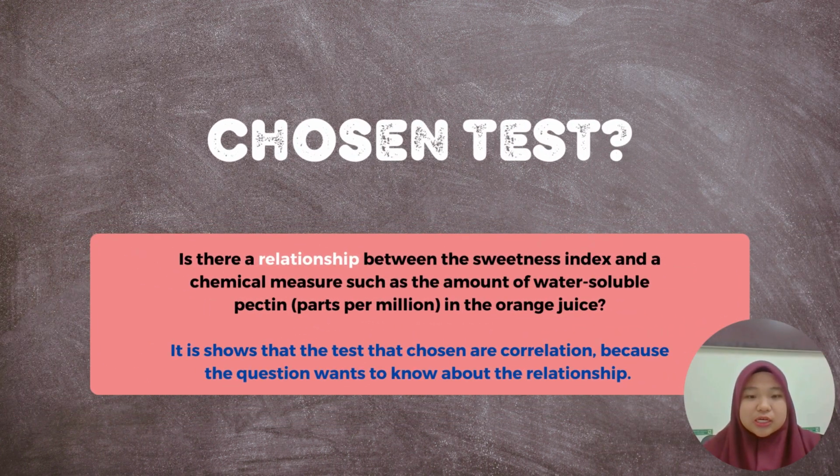Based on the question given, the test that I choose is correlation, because the question wants to know about the relationship between the sweetness index and a chemical measure, such as the amount of water-soluble pectin in the orange juice.